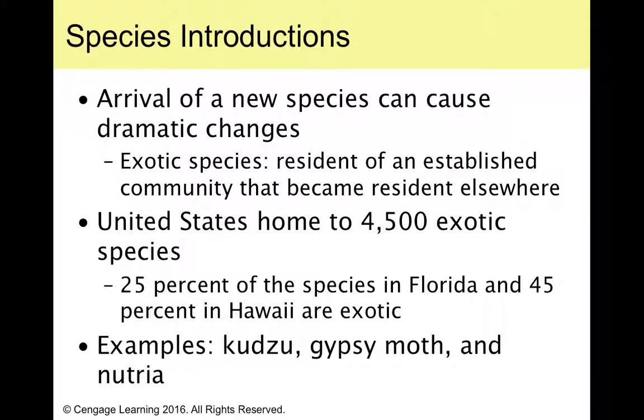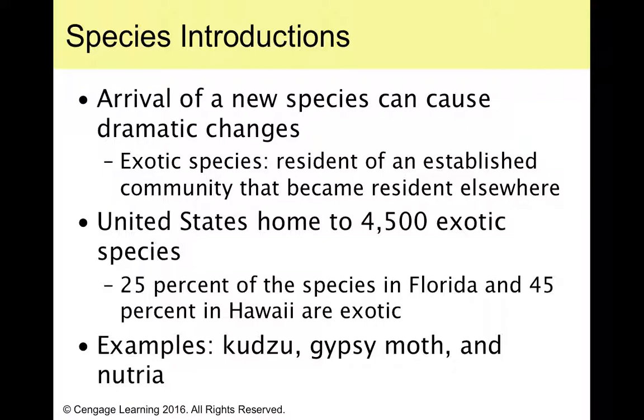When we introduce new species into a community, we can cause a lot of problems. And we found this out the hard way because we brought a lot of new species in. But an exotic species is a species that was a resident of an established community in some other country, that became established somewhere else. The United States is currently home to at least 4,500 exotic species, and that is not good.